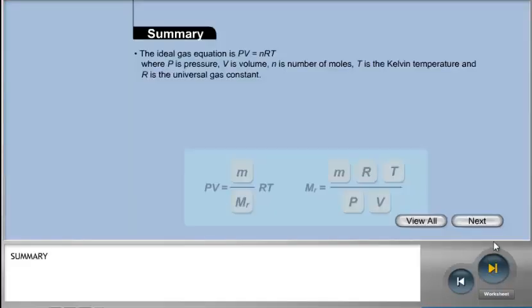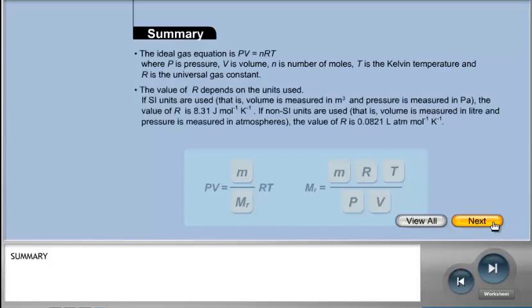Summary: the ideal gas equation is PV equals nRT, where P is pressure, V is volume, n is number of moles, T is the Kelvin temperature, and R is the universal gas constant. The value of R depends on the units used. If SI units are used, that is, volume is measured in cubic meters and pressure is measured in pascals, the value of R is 8.31 joules per mole per Kelvin.